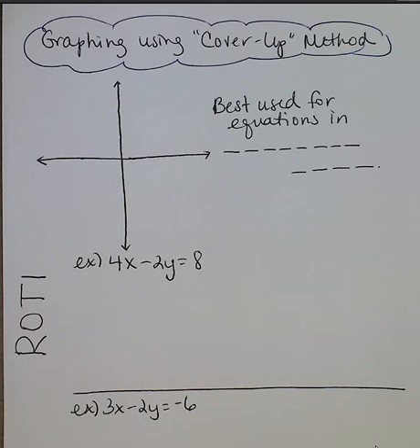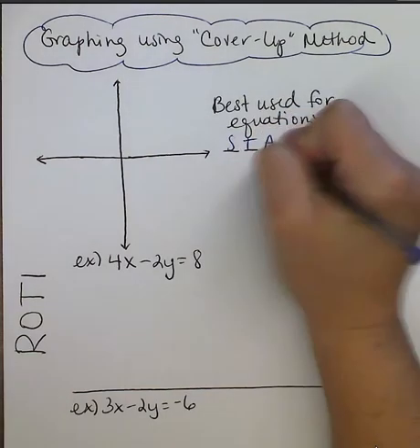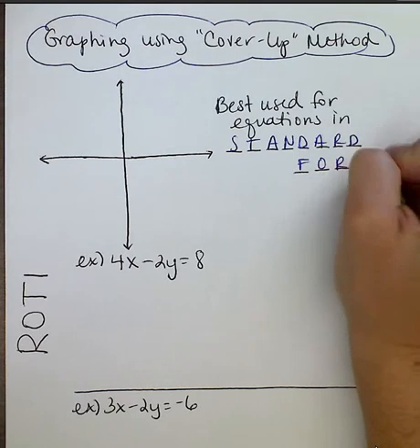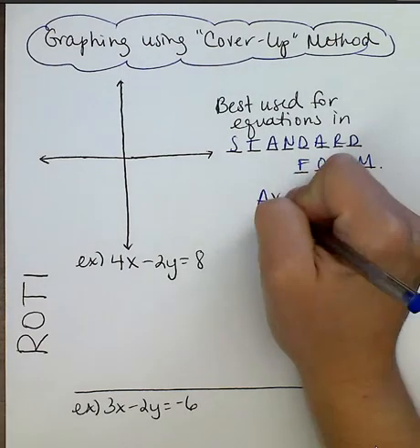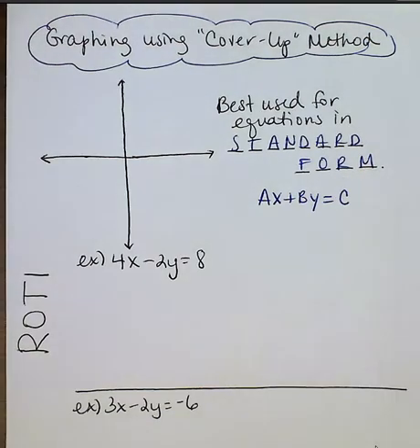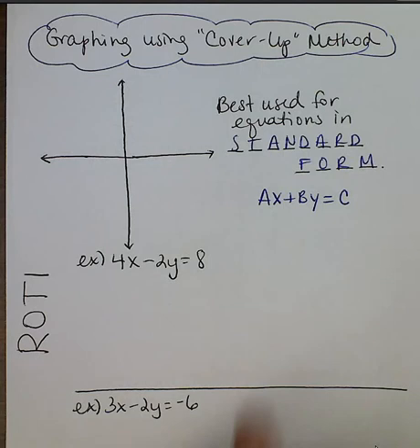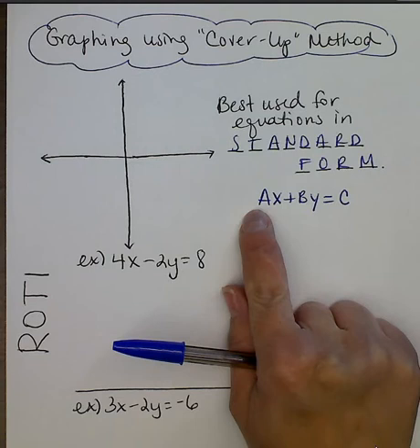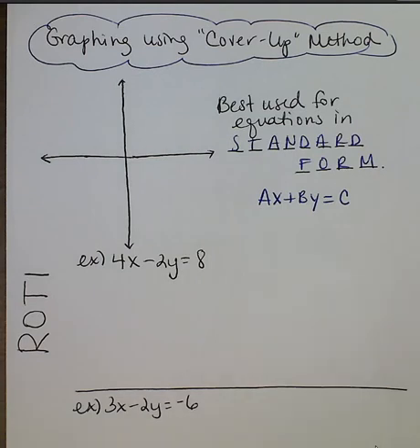In this lesson, we're going to practice graphing using the cover-up method, and it's best used for equations that are already in standard form. Standard form is an equation that has a number in front of the x, and then a number in front of the y, and then the equal sign, and then a constant. Some books are really particular about not having any fractions or having a positive a value. But typically, if it takes this form, you'll be able to use the cover-up method.